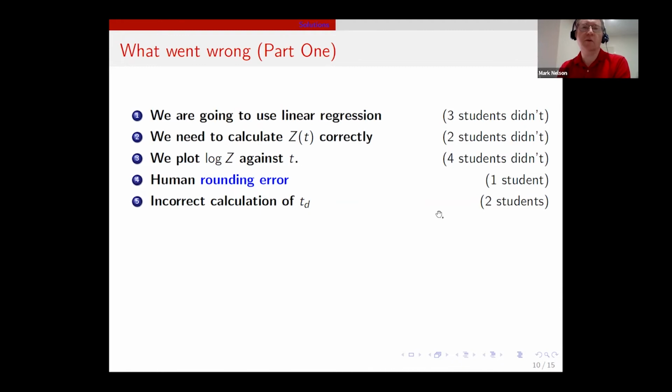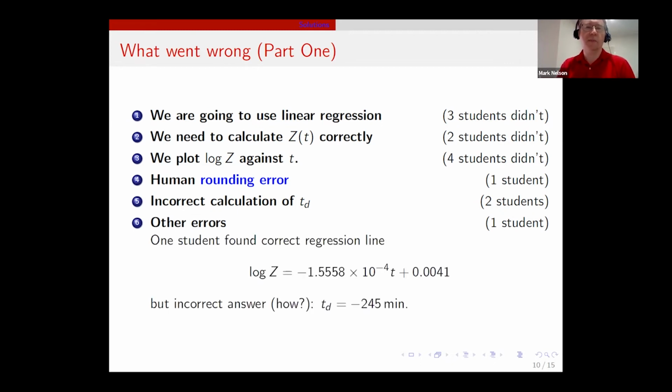And then 2 students went wrong. They did everything correct. They got the right values for the gradient, for lambda, but somehow they made a mistake when they calculated the time of death. And 1 student had an error that I couldn't quite work out what the error was. So, that's right here. Again, they got the right answer for the regression line, but somehow they managed to get the wrong answer from that. All right, so 3, 5, 9, 10, 13 students went wrong along the way.